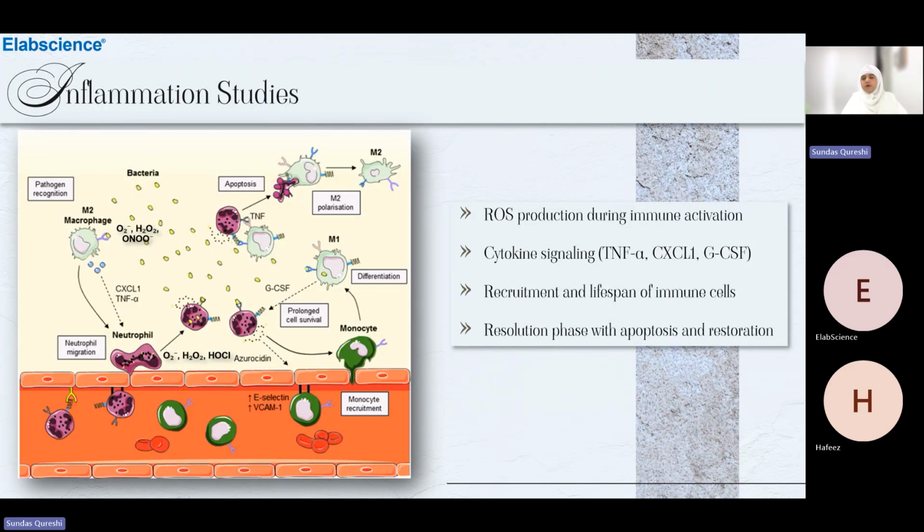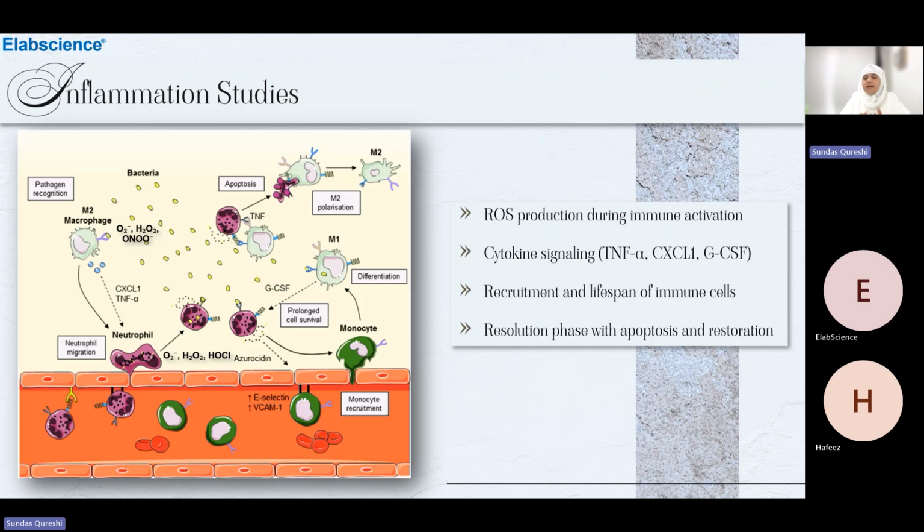Okay, during the immune response, neutrophils and macrophages work together to eliminate pathogens. Tissue resident M2 macrophages release cytokines like tumor necrosis factor alpha and CXCL1, which also recruit neutrophils to the site of infection. The neutrophils then produce reactive oxygen species, superoxide, hydrogen peroxide, and some other acids to destroy the pathogens and amplify the inflammatory signaling.